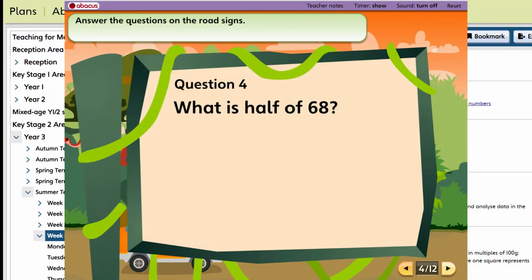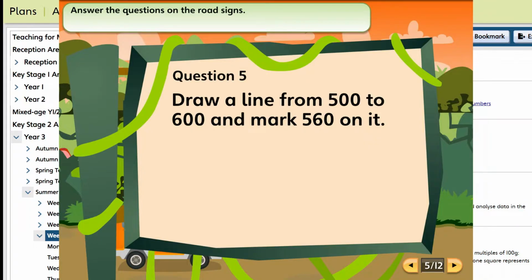Question 5. Draw a line from 500 to 600. So draw a number line, or a blank number line, put 500 on one end, 600 on the other, and then I would like you to mark where you think 560 would be. Remember, the middle of the line is going to be halfway exactly between 500 and 600, and use this to help you work out where 560 would be.